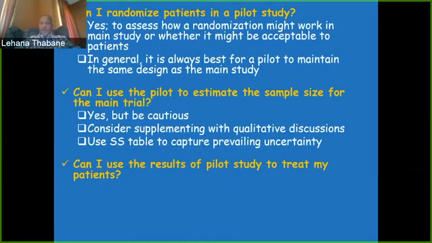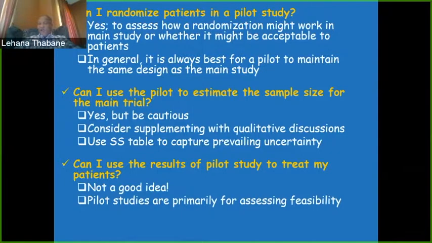Now, can I use the results of a pilot to treat my own patients? The answer is, not a good idea. Remember, they are designed primarily to assess feasibility, not to provide definitive information about how to treat patients. In fact, one would argue that it's often dangerous to rely on a single study to determine how to proceed in care. We rely on collective wisdom from various studies that have replicated each other to be able to see how to best take care of patients.